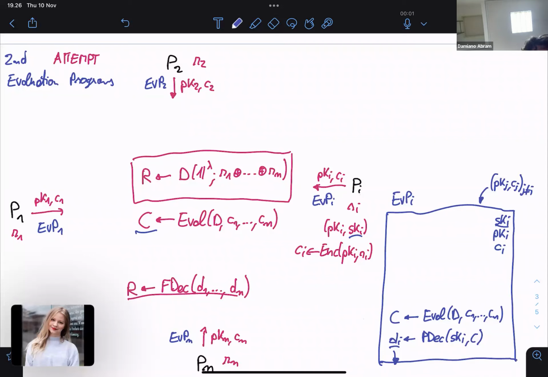This construction allows the parties to retrieve the output R using only one round. In order to do that, all they need to do is take the evaluation program of party PI and feed it with the public keys and the ciphertext of the other parties. This program will output DI, and since this operation can be performed for every DI, the parties will have the partial plaintexts. And at that point, everybody can run the final decryption locally and retrieve the output.